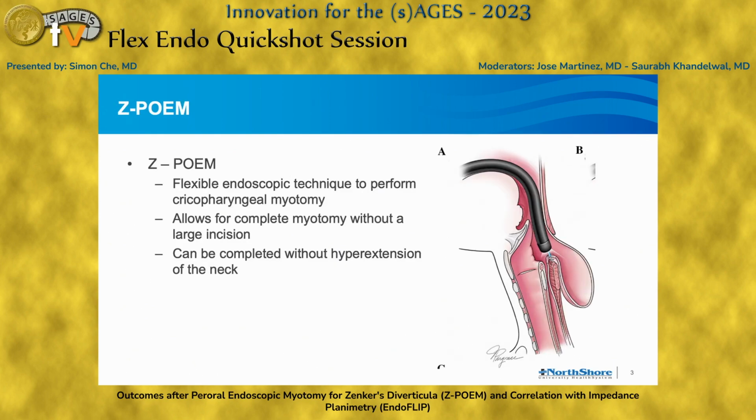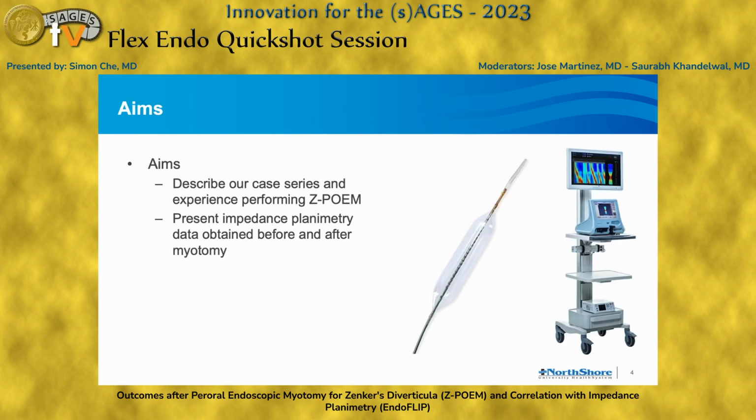Z-POEM is a flexible endoscopic technique that adopts the technique of mucosal tunneling from the POEM procedure to perform cricopharyngeal myotomy. It allows for a complete myotomy under direct visualization and it's not restrained by hyperextension of the neck, which is one of the restraints of rigid endoscopic procedures.